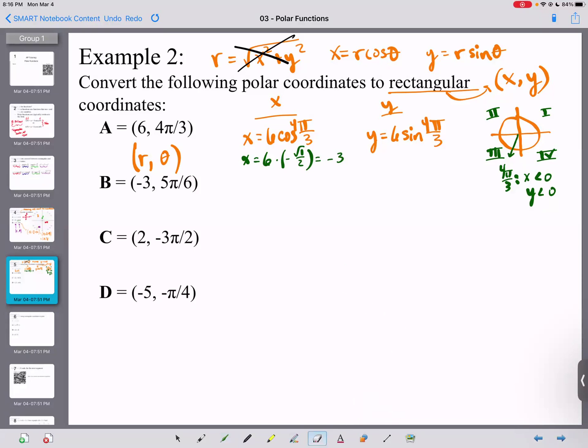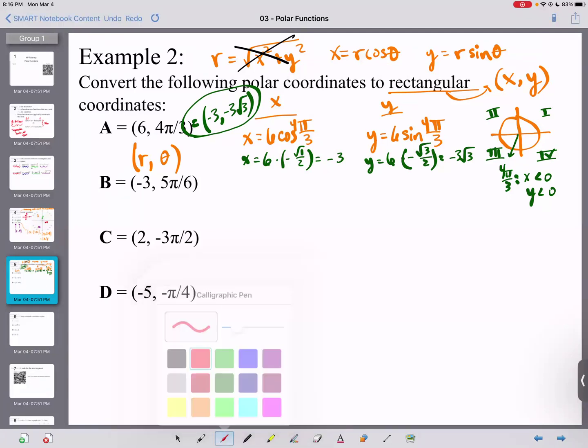And now let's go do the y here. The y value would be 6 times a negative square root 3 over 2 at that location. So that would equal negative 3 square root 3. And so our point A is equivalent to negative 3 comma negative 3 square root 3. There is point A converted.